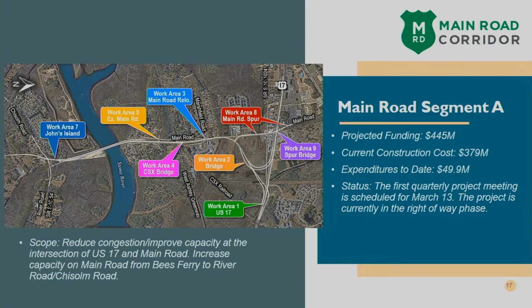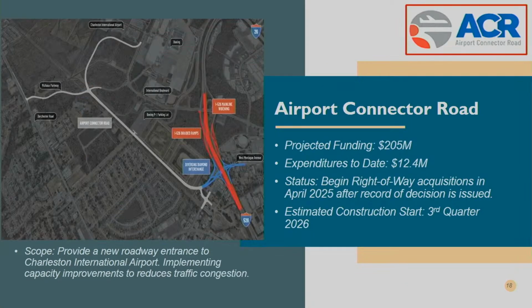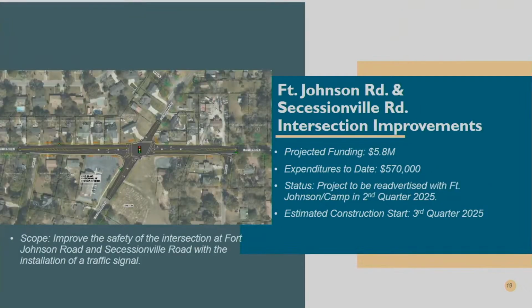the largest infrastructure project ever taken on by Charleston County. The big milestone coming up is March 13th, when we'll have our first quarterly project public meeting. Airport Connector Road would be a dedicated road to the airport. We're also working to incorporate SCDOT's interchange project as part of the Low Country Corridor that they have, so those two projects will be combined. We're working with the Federal Highway Administration to get a record of decision on that before we can move to right-of-way acquisition.